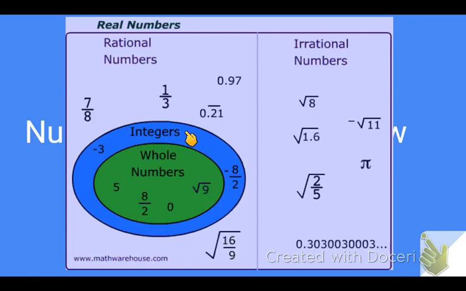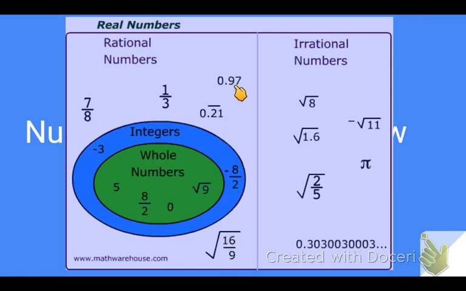Then we had integers, which are just positive and negative whole numbers. So including all of these positive values, we threw in negative 3. And then over here we have negative 8 over 4, which simplifies to negative 4. Then rational numbers. Rational numbers are any numbers that can be written as a fraction. So 7/8, for example, or 1/3. This is also a rational number because both 16 and 9 are perfect squares. So the square root of 16 is 4, the square root of 9 is 3. Therefore, this is a fraction, or at least it's equivalent to 4/3.